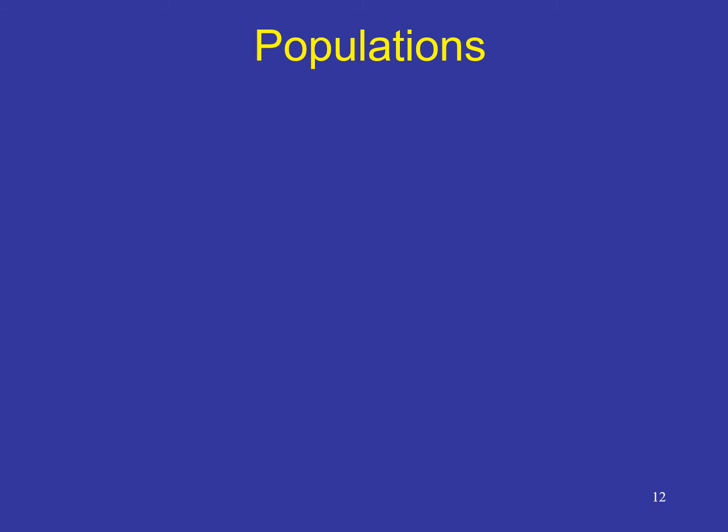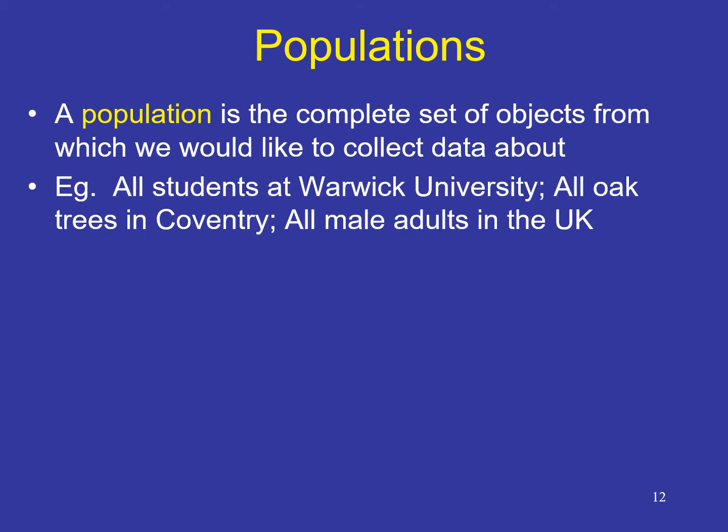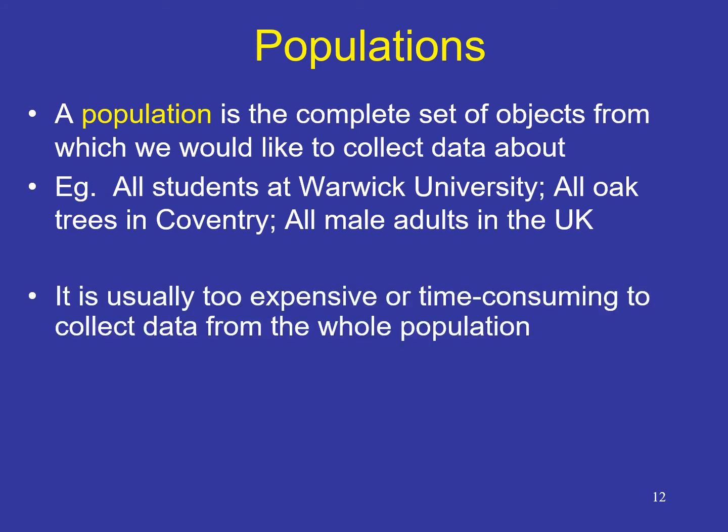Now let's look at a couple of definitions. A population is a complete set of objects from which we would like to collect data about. So your population could be all students at Warwick University, or it could be all oak trees in Coventry, or all male adults in the UK. However, it's usually too expensive or time-consuming to collect data from the whole population. So instead, we take a sample.